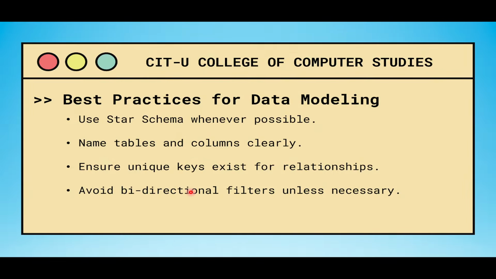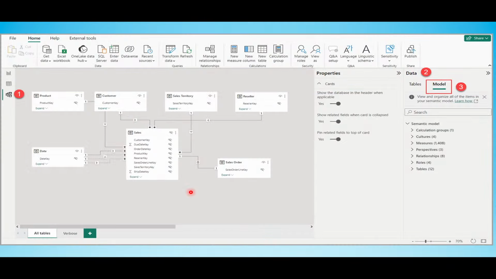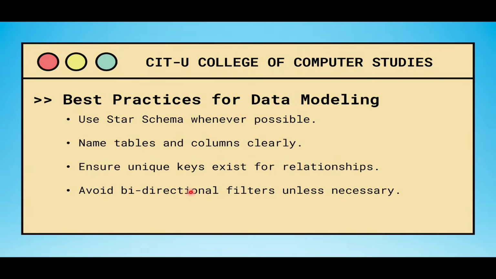So best practices for data modeling. As much as possible, if we can use star schema, we use star schema. The simpler, the better. So, name tables and columns clearly. Again, we will use human language when we try to name tables. And then for the key, we can codify the key if necessary. So, ensure unique keys exist for relationships. So, avoid bidirectional filters unless necessary.